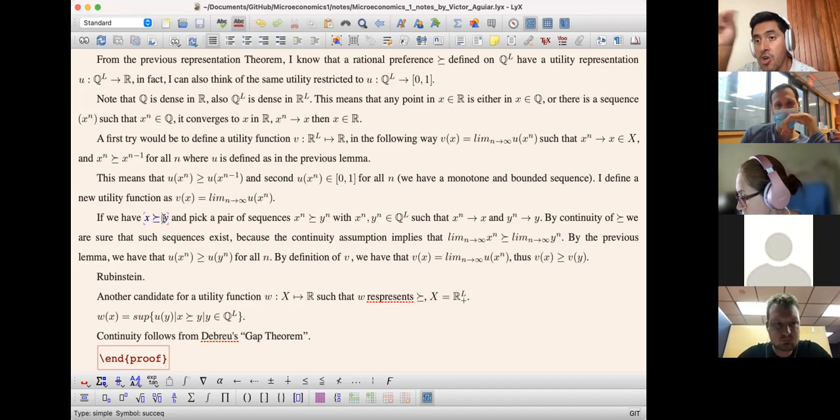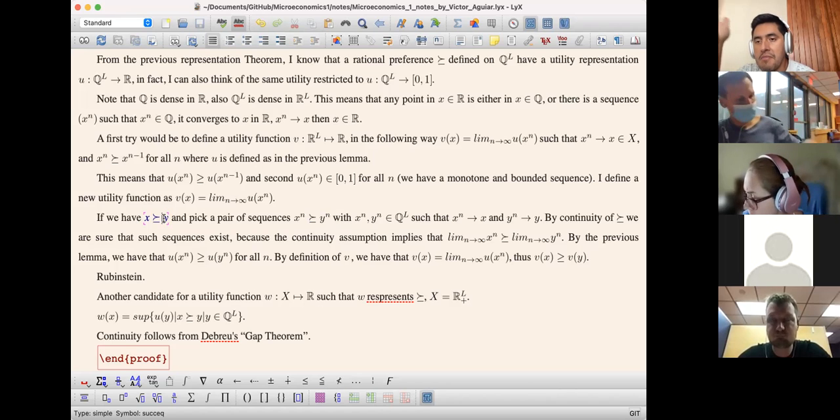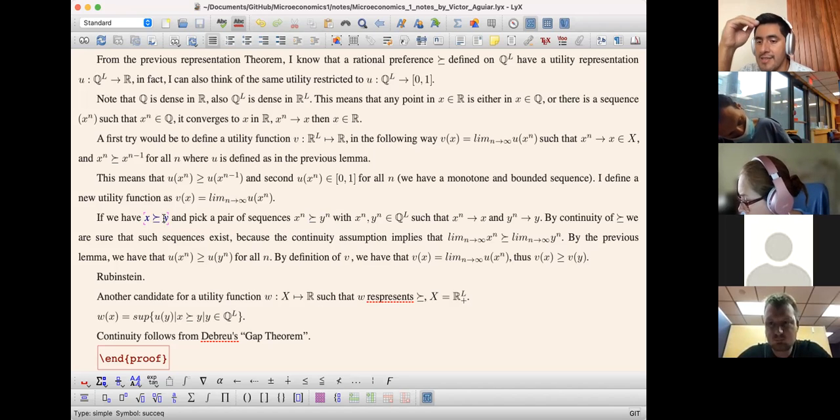Note that this is in contrast with our result in the summary, where for a finite set you don't need continuity. Continuity doesn't matter. For a finite set, any complete and transitive preference relation admits a utility representation. This doesn't happen for the Euclidean space, where you need continuity.